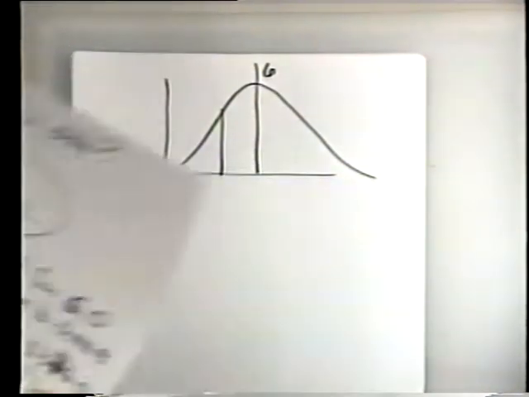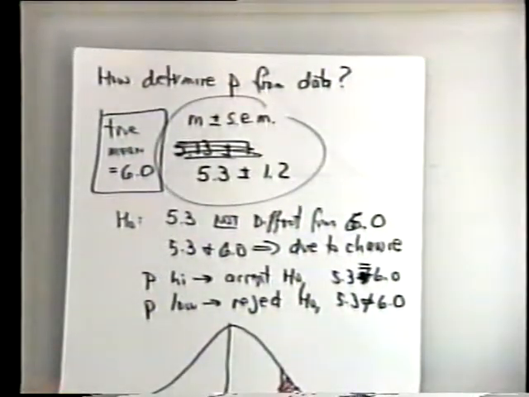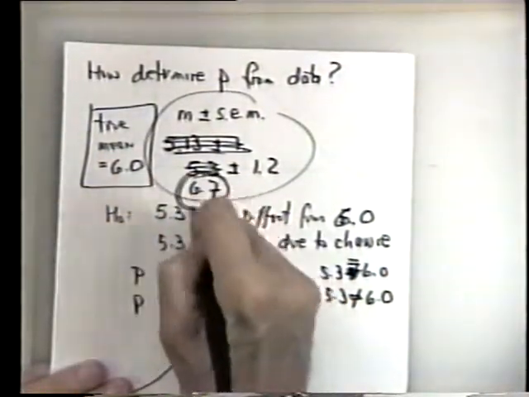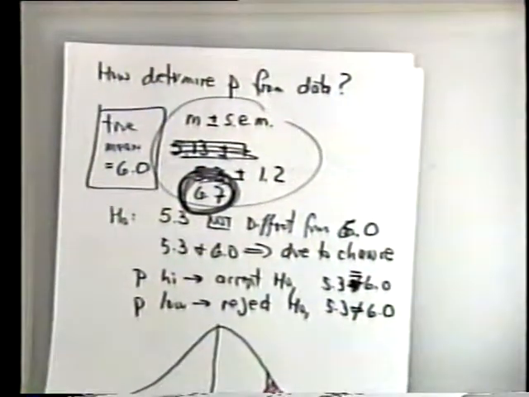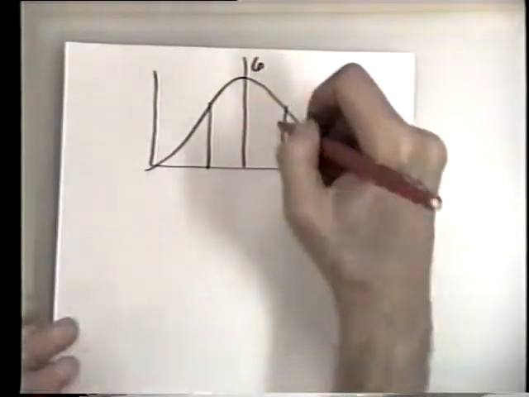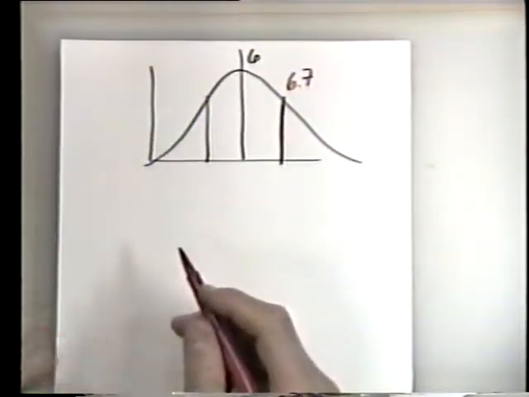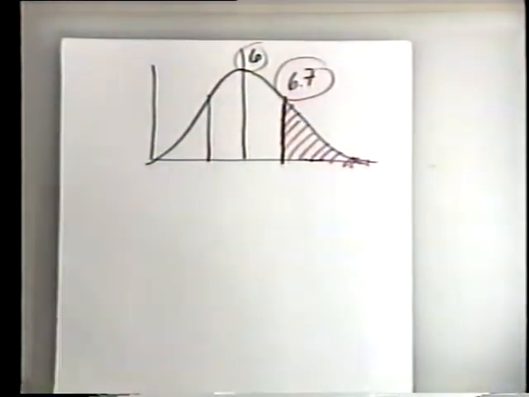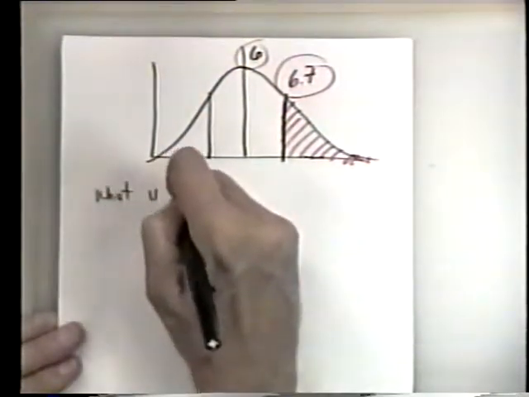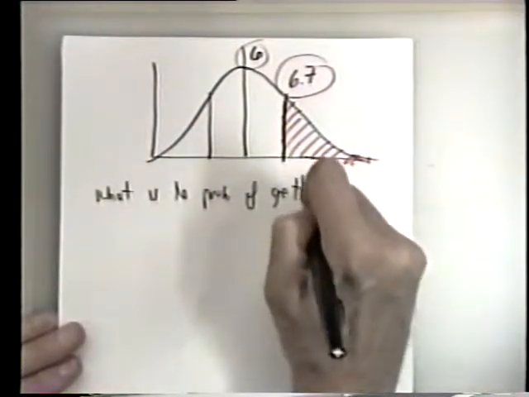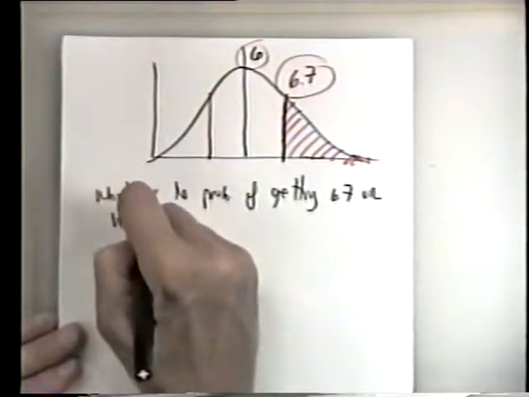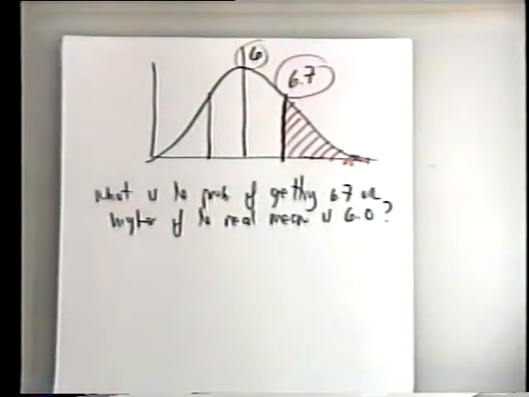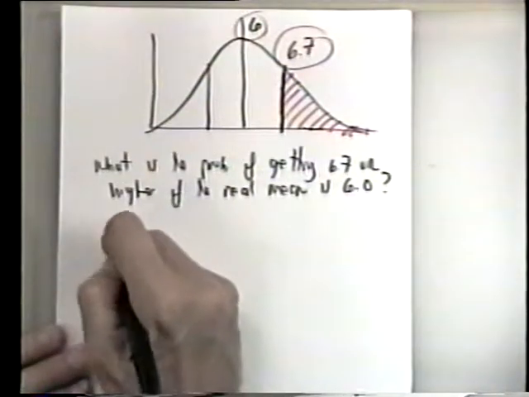Let me change this a little bit. I tried to fix this in my notes, but it looks like I didn't fix it. So instead of making this 5.3, let's make this 6.7. So what we get from the experiment here is 6.7. What we're trying to find out is what's the probability that we could get 6.7 or higher if the mean is really 6. I'll say that again: what is the probability of getting 6.7 or higher if the real mean is 6.0?